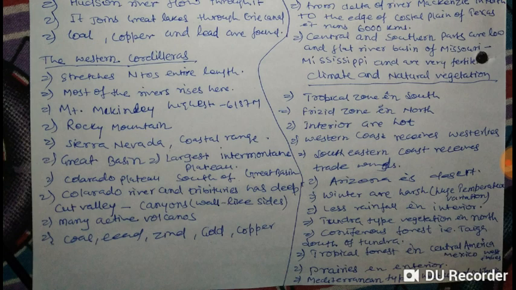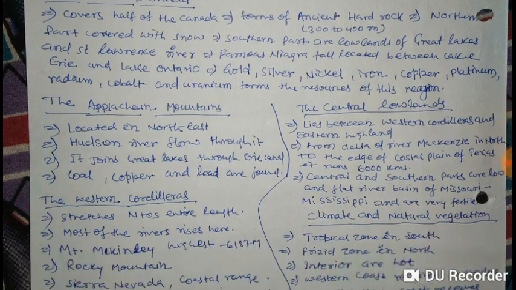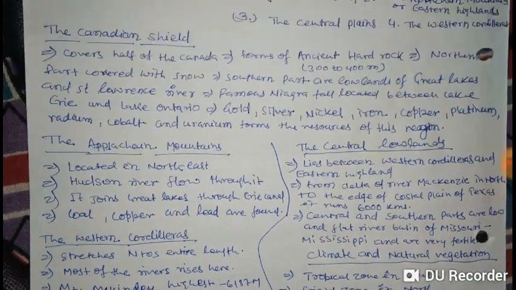Means they cut the valley very deep because of the flow and amount of water. Then canyons are very important features over there. It has wall-like sides. These are called canyons. Then many active volcanoes are also there. Then coal, lead, zinc, gold, copper are very important resources found in the Western Cordilleras. You have learned till the Canadian Shield, Appalachian Mountains, and Western Cordilleras.